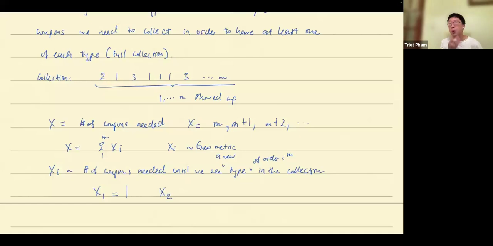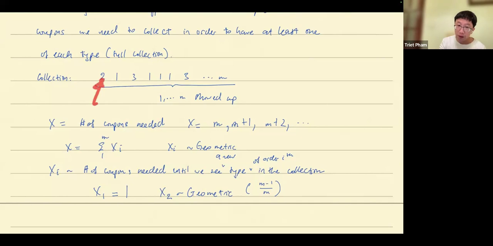But then what's X2? Once you have a type, how many coupons do you need until you see a new type of order 2, meaning a second type? X2 is a geometric random variable, with what kind of success probability? M minus 1 over M.